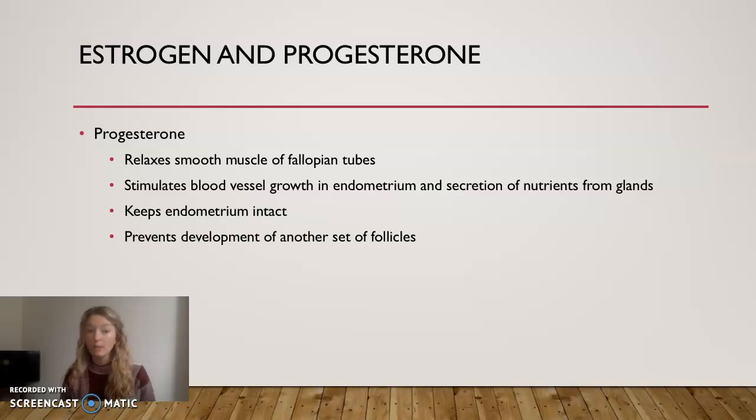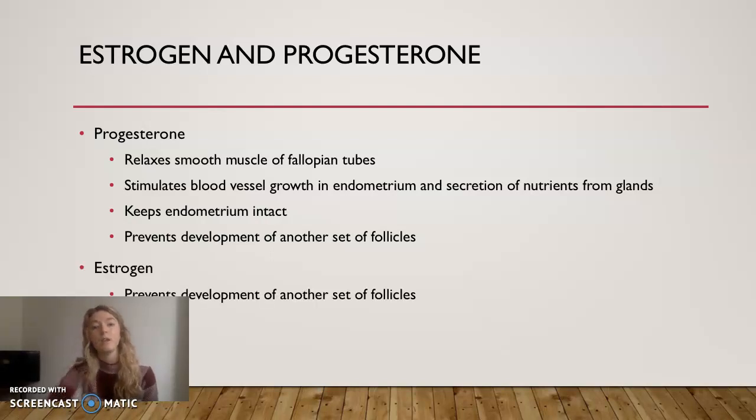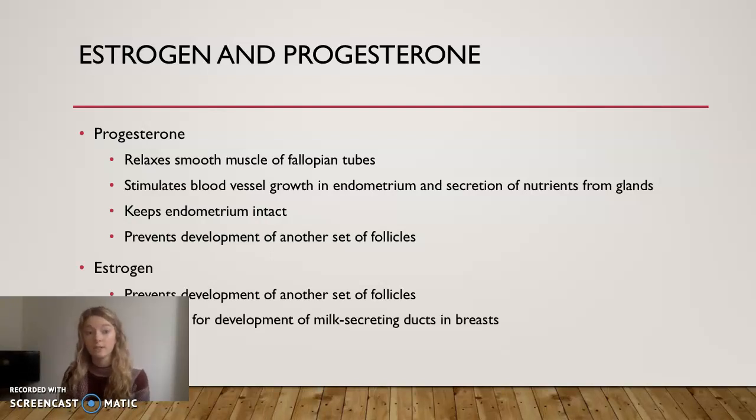Progesterone, along with estrogen, is necessary to prevent the development of another set of follicles. These 2 hormones suppress feedback to the pituitary, which prevents this development. Estrogen is also necessary for the development of the milk-secreting ducts in the breasts.